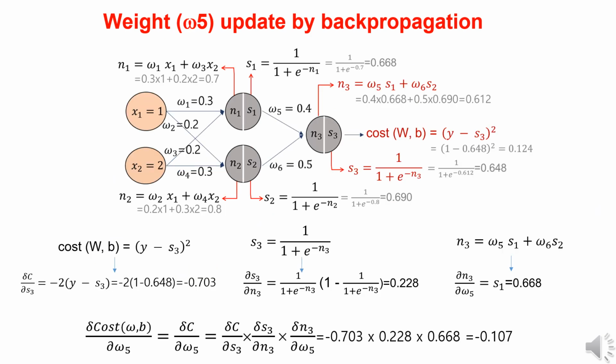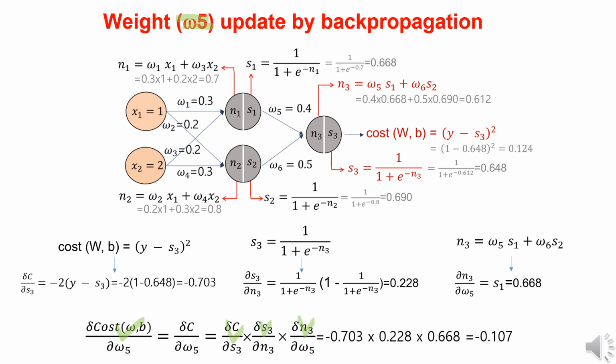Let's now look at the process of updating the weight omega 5. To calculate the partial derivative of the cost function with respect to omega 5, we use the chain rule. This involves multiplying the partial derivative of the cost function with respect to S3, the partial derivative of S3 with respect to N3, and the partial derivative of N3 with respect to omega 5.